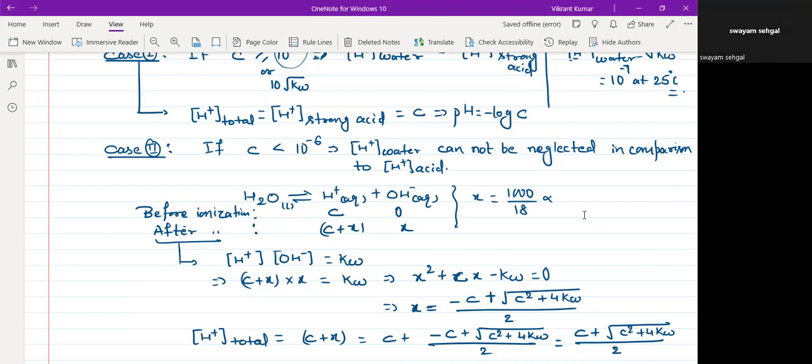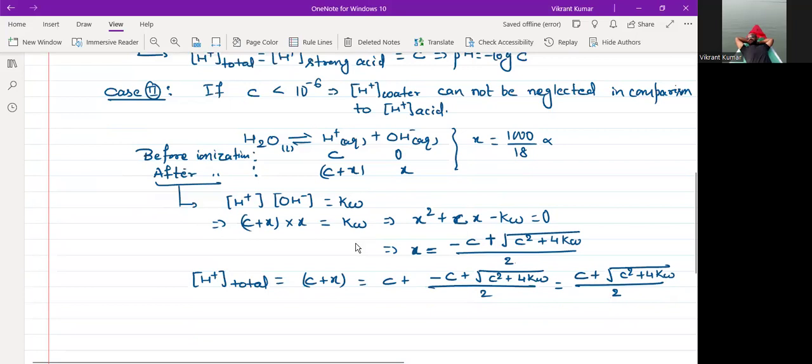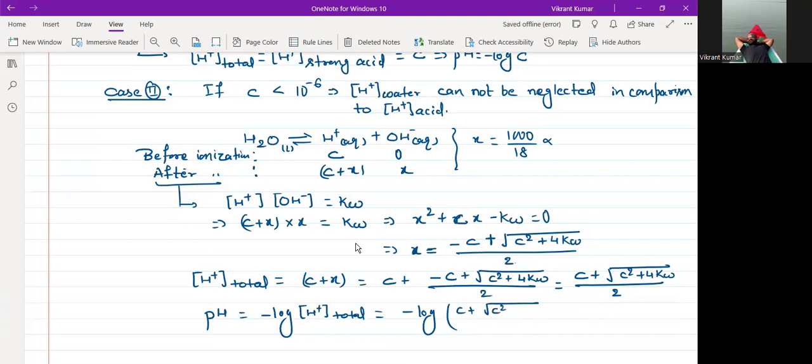Yes sir. Okay. Now we can write H plus into OH minus equals KW, that we can always write in any aqueous solution, है ना? And then we have got a quadratic equation which we are solving and we are getting the H plus total. और जैसे H plus total आ गया, अब यहाँ से pH निकाल देंगे. We'll write pH is equal to minus log of H plus total, which was C plus X. We can write minus log of this whole number, C plus root under C square plus 4KW upon 2. Is it okay? Yes sir.